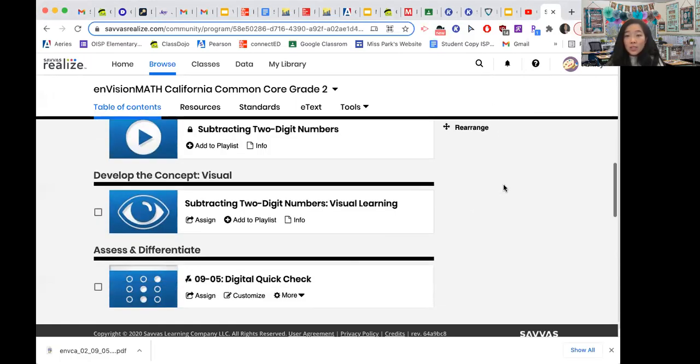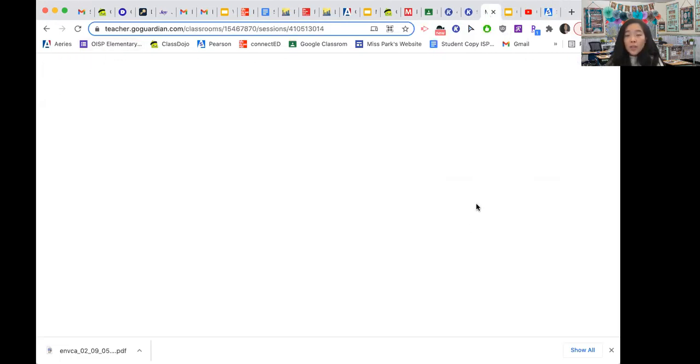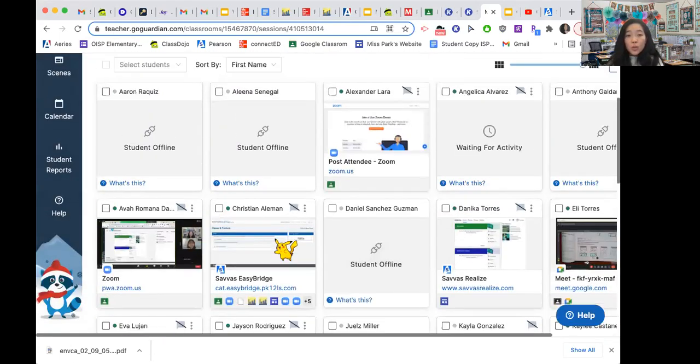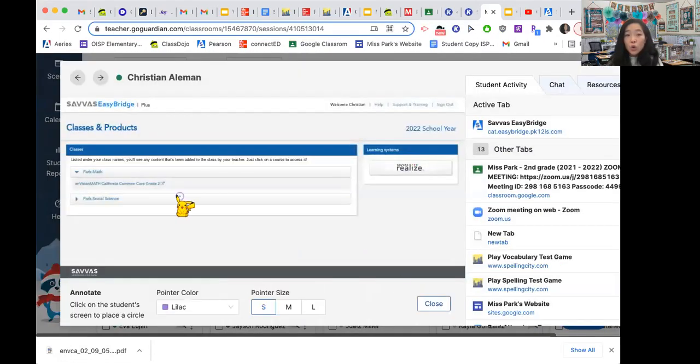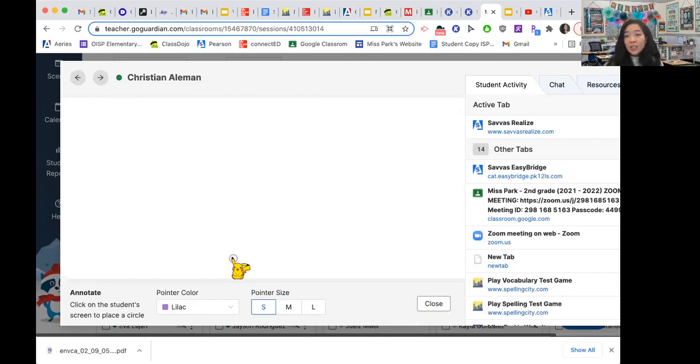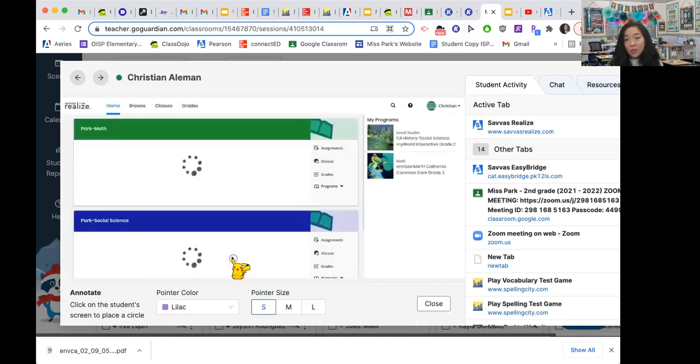Guys, it is 11 o'clock, so this is the last thing we are going to be doing now. You guys are going to be working on your digital quick check. So everybody go to math, log into math, refresh your screen if needed, and we are going to be doing our digital quick check 9-5. You are going to be working on your digital quick check on your own. So click Envision Math California Common Core Grade 2, where I put that little purple circle, click on that. You guys are going to be taking your math 9-5. Once you're done, you're going to tell me your score by putting it in the chat. If you don't want other people to know your score, you can private message me.